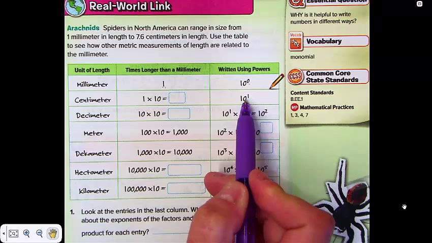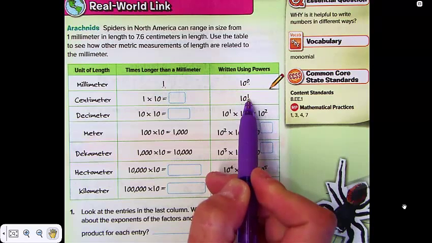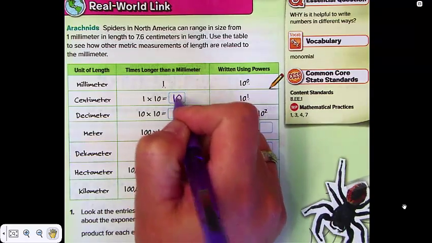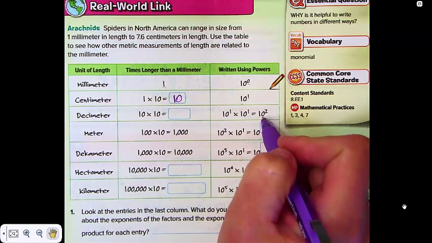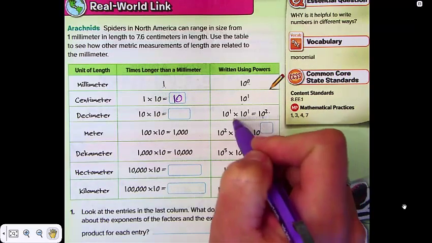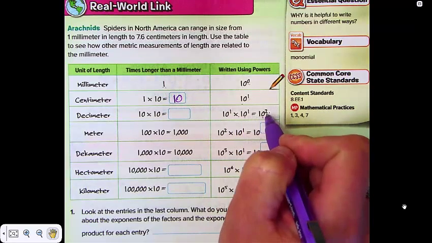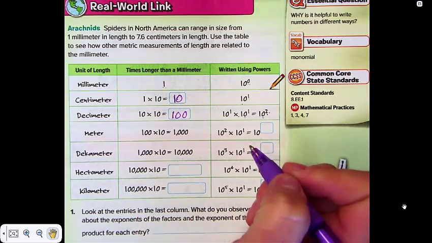Down here we have 10 to the first power. That means that we have one 10. And one 10 is the same as 10 because I only have one of them. 10 squared means that I have 10 times 10, or I have two 10s multiplied together. And 10 times 10 is 100.